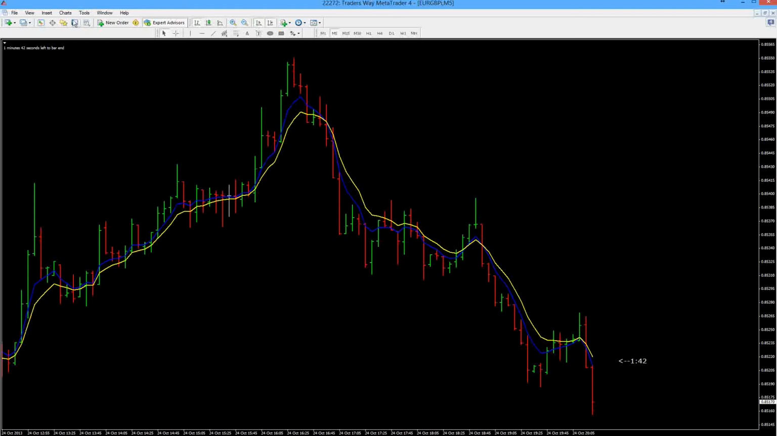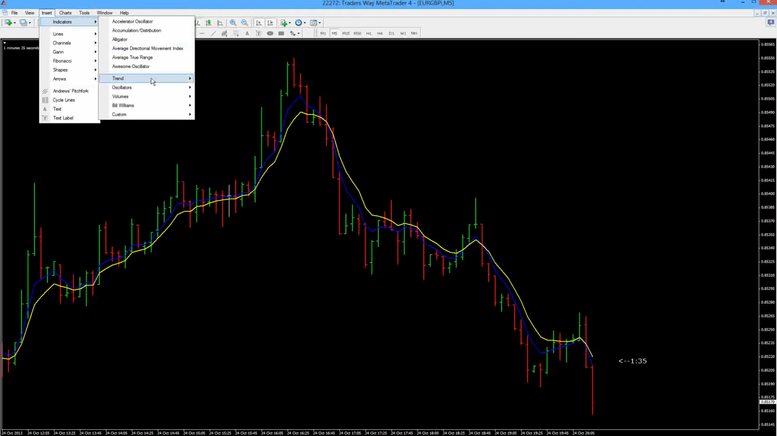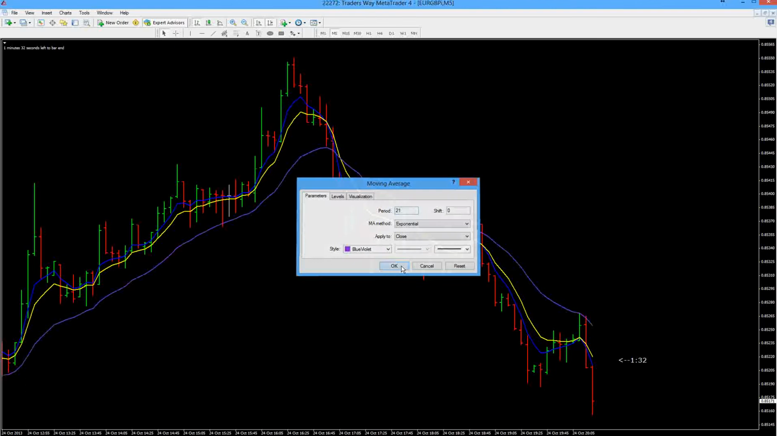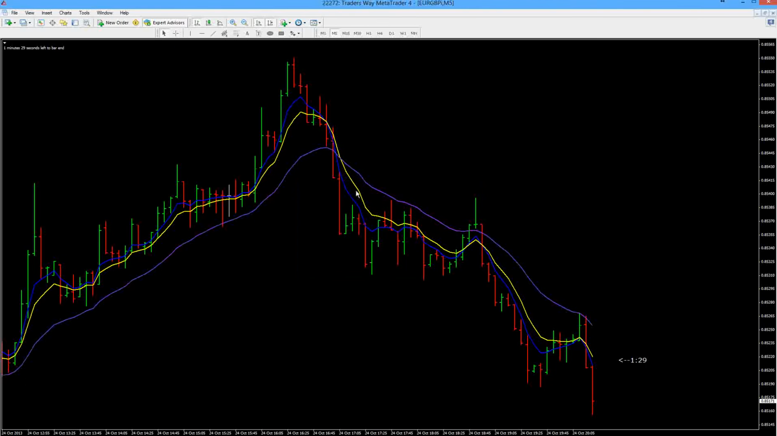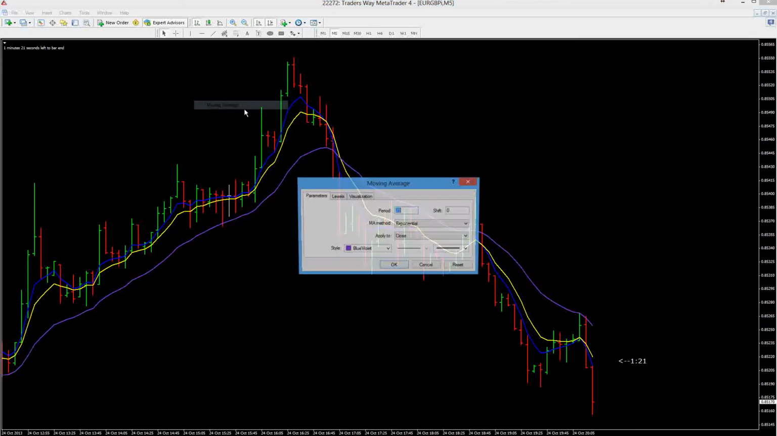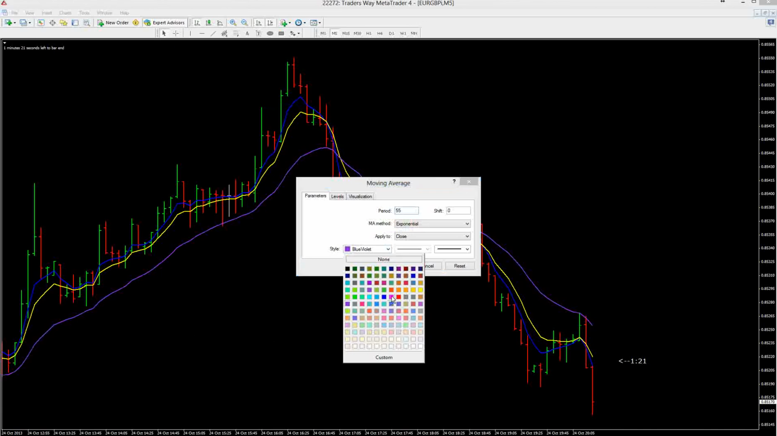So if we go into it again, go insert, indicators, trend, and we're going to do moving average. We got 21 there still, it's lovely color. And let's do purple, whatever. Insert, indicators again. Let's throw that 55 on there. And I don't remember what color it is. We'll just do the pink again, I think it was.